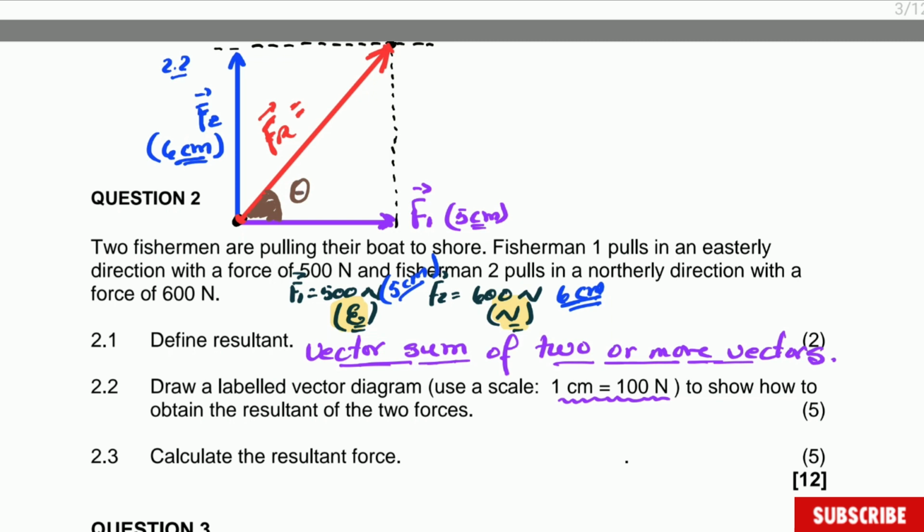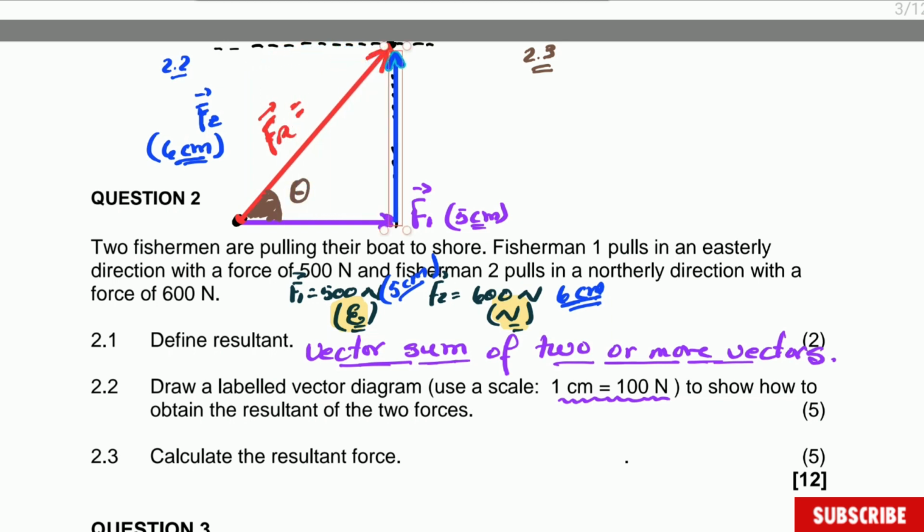That was question 2.2. Now question 2.3 says calculate the resultant force. Now we have to do it algebraically. So we are going to do question 2.3 here. And if you look carefully, this F2 in actual fact can be moved to this side, and that will be what we call tail to head.